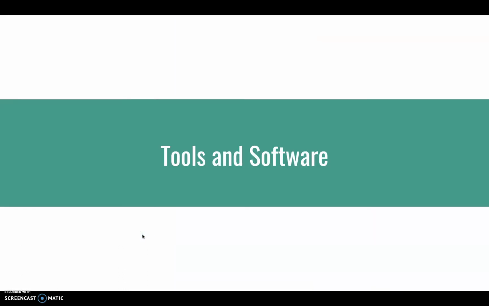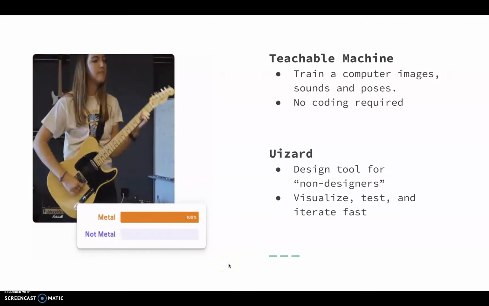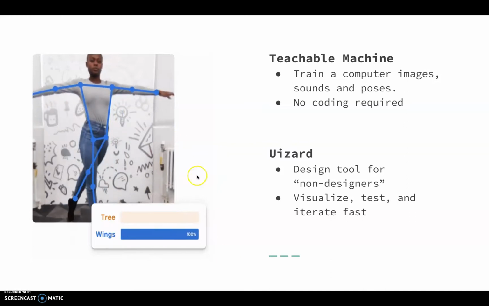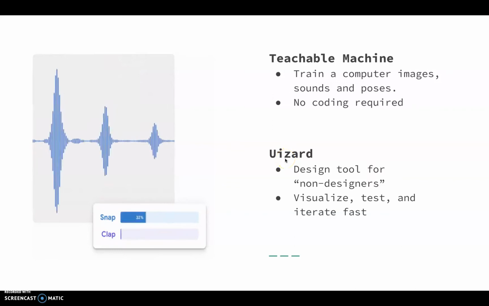So tools and software, I looked at two free software tools that would be good for beginners to get into AI. So I got Teachable Machine by Google, which you can see over here, and this tool that I'm going to call Wizard because I don't know how to pronounce it.